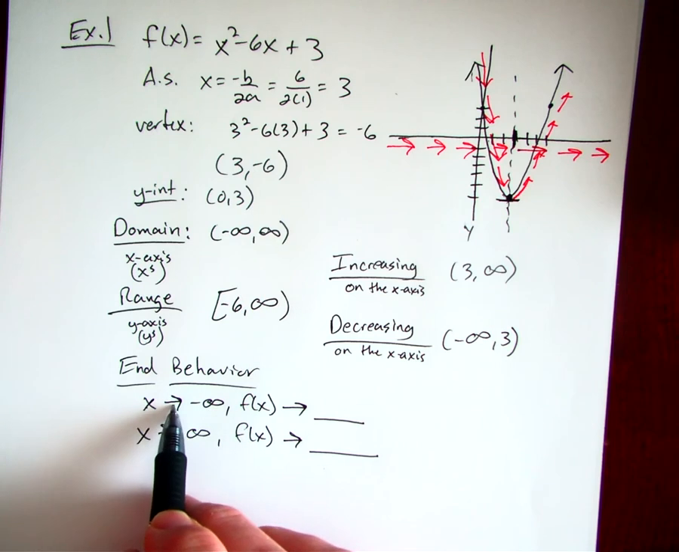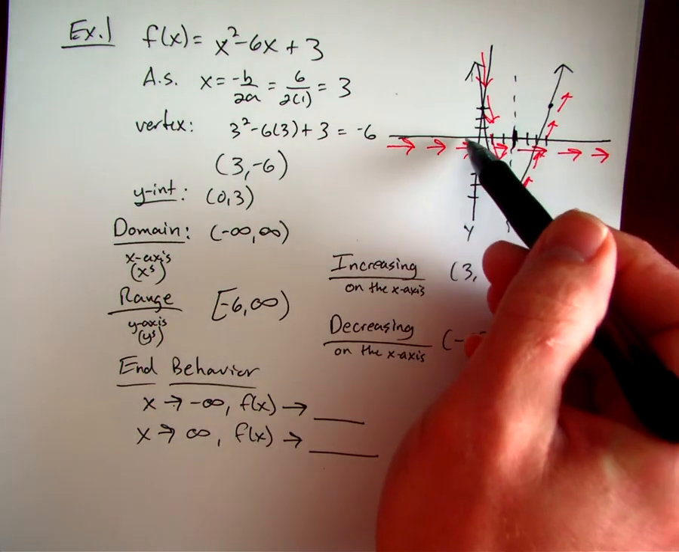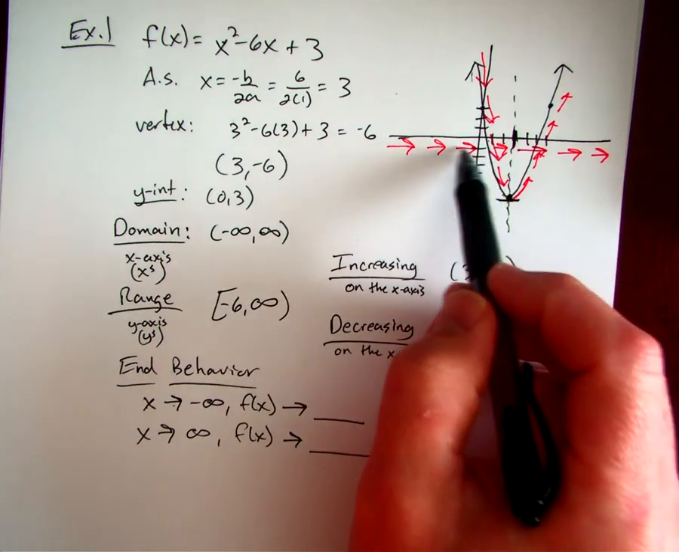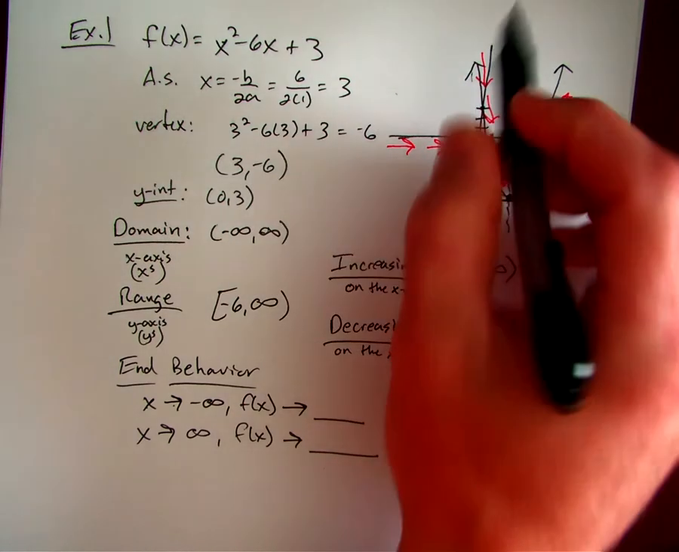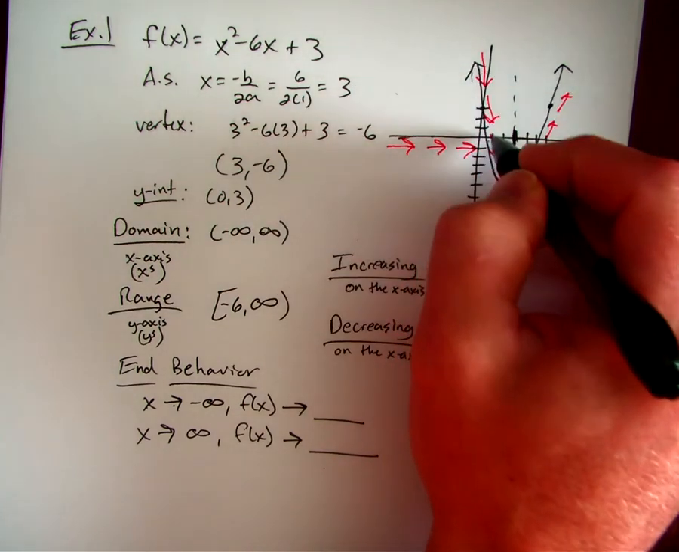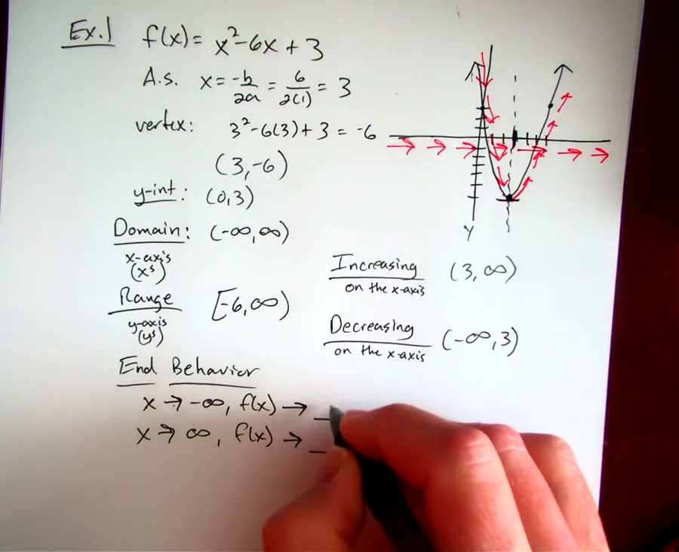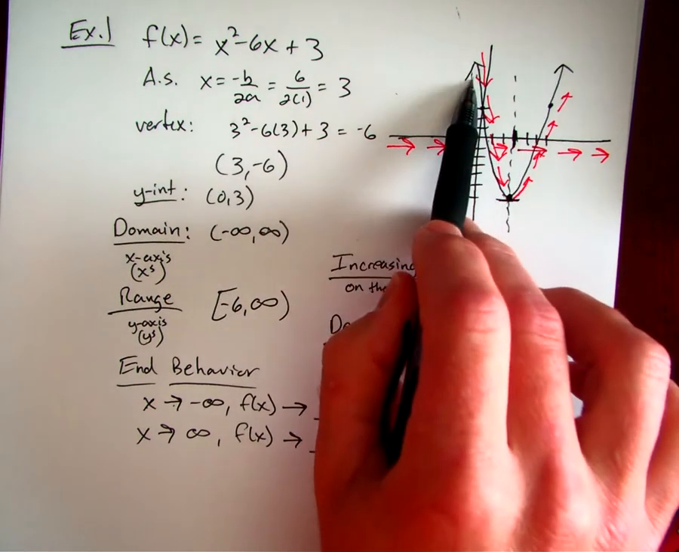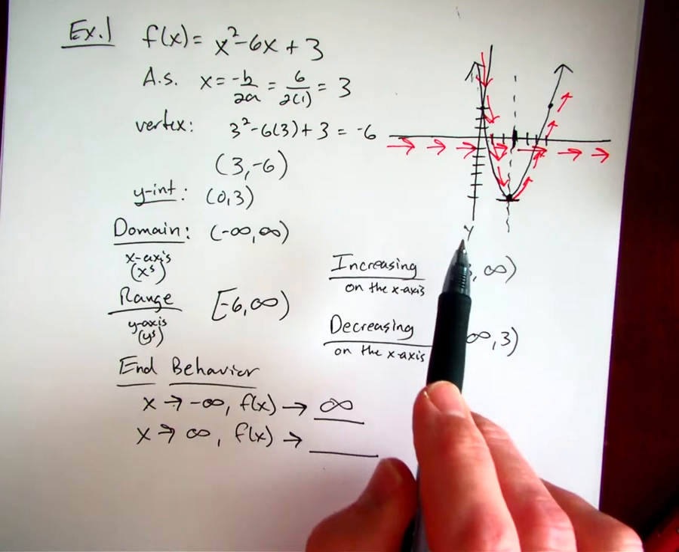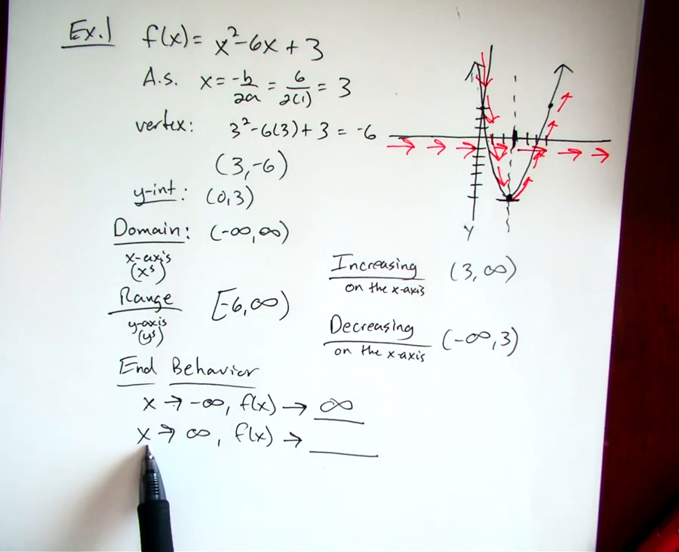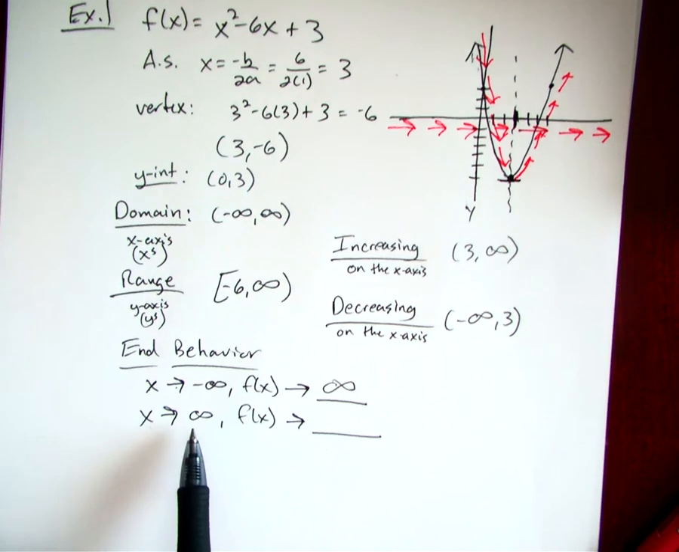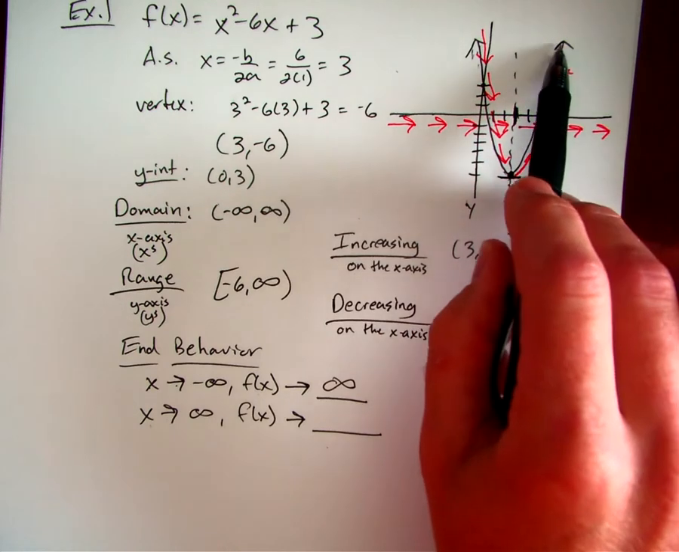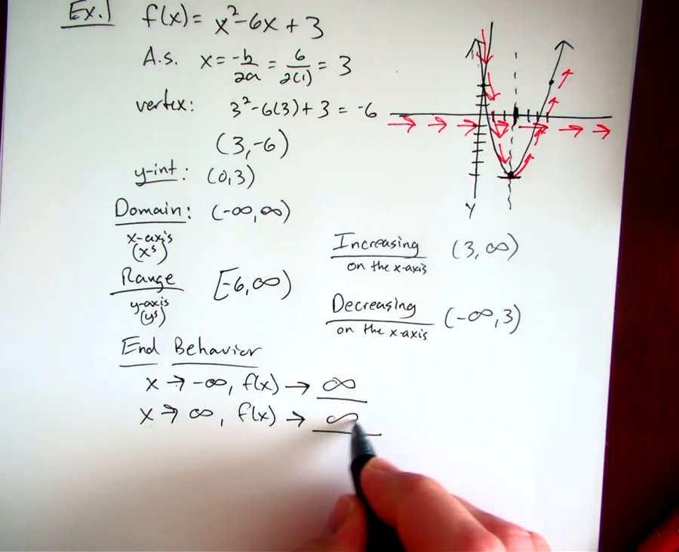In other words, as x approaches negative infinity, so as we go left on the x-axis, y approaches what? As I'm going left, where is the graph going? This is kind of like the left hand of the graph. It's going up to positive infinity. Does this graph open up? Yes. The left hand is going to positive infinity. As x approaches positive infinity, as we go this way, where's the right hand of the graph going? Well, it's going up to positive infinity as well.